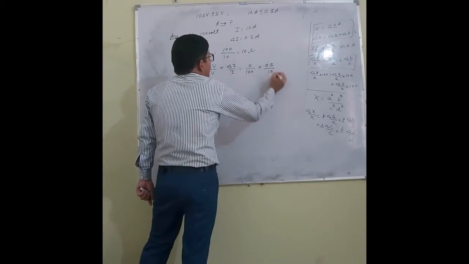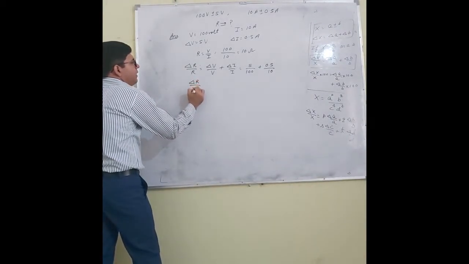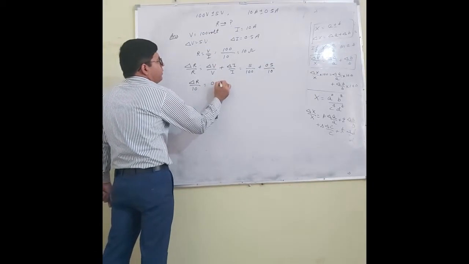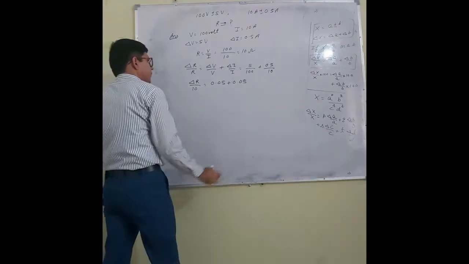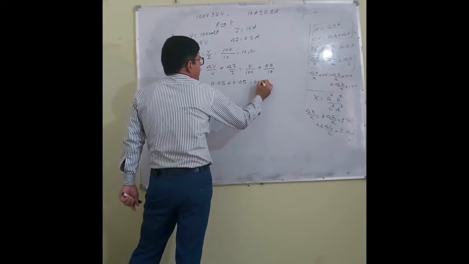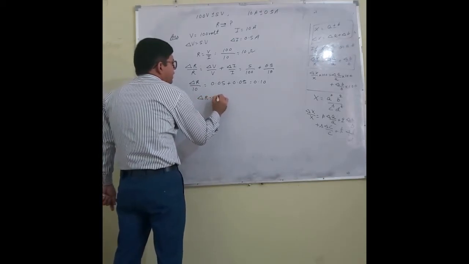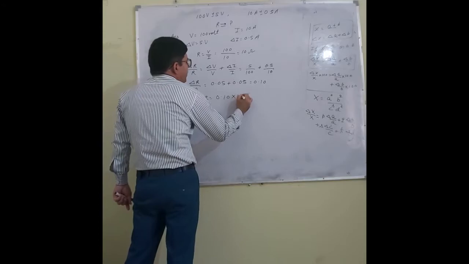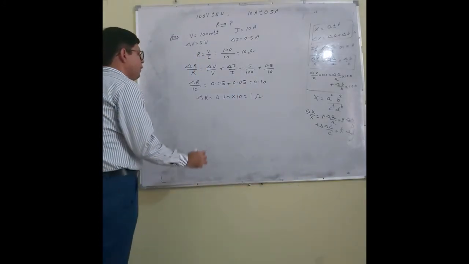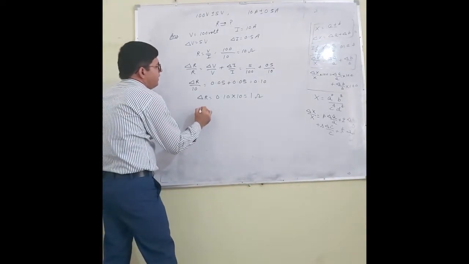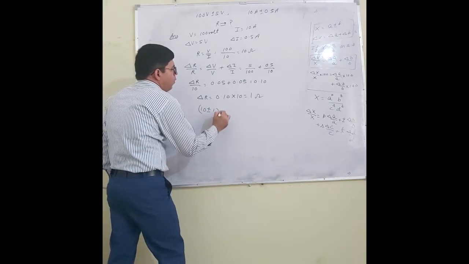What about the relative error in current? 0.5 over 10. So delta R by R, where R here is 10 ohm, is 0.05 plus 0.05, which is 0.10. So delta R is 0.10 multiplied by 10, which is 1 ohm. So I can say the resistance is 10 plus minus 1 ohm.